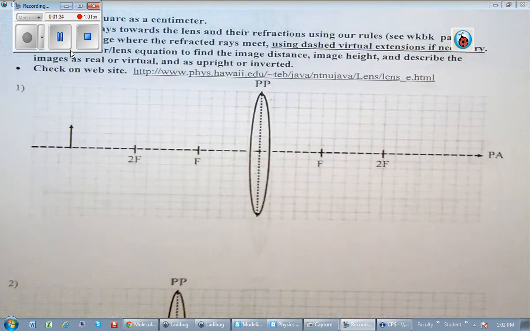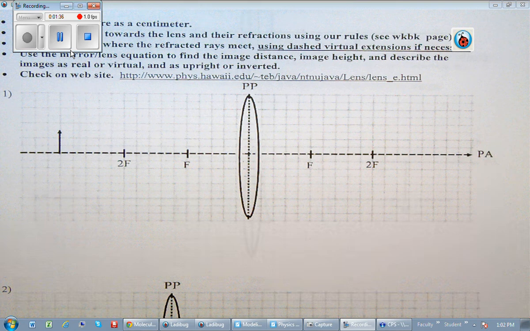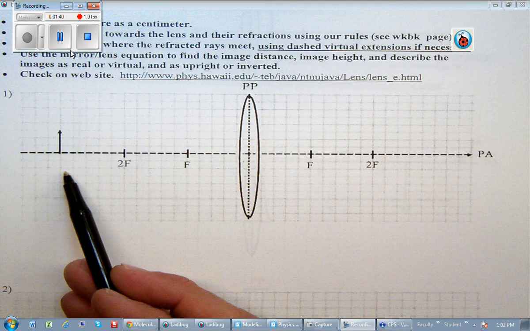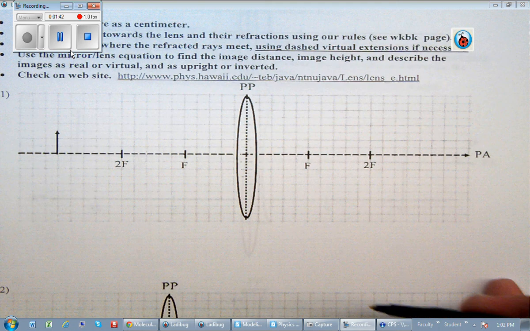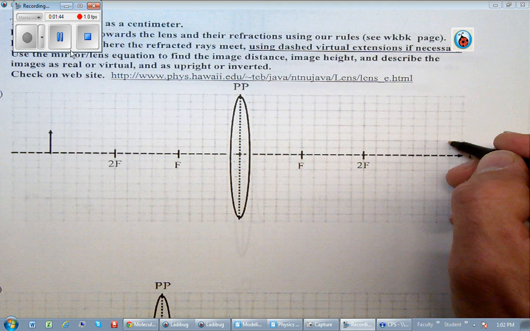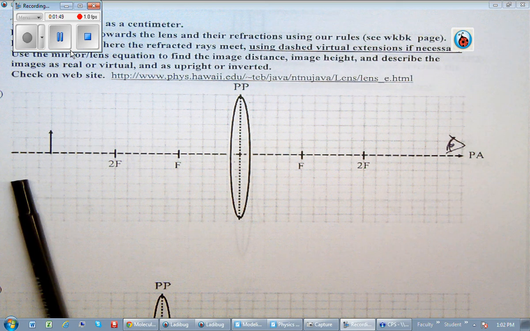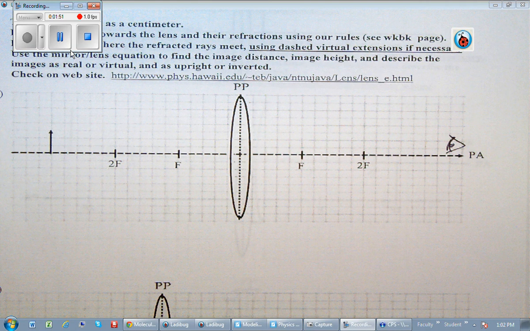So the idea here is we're going to put something in front of the lens. I always draw my diagrams with an object on the left side. That's what you see here. And we've got to start with the idea that somebody is looking through the lens. So the eyeball is going to be over here somewhere, off to the right. And we want to find out what that person is going to be seeing.